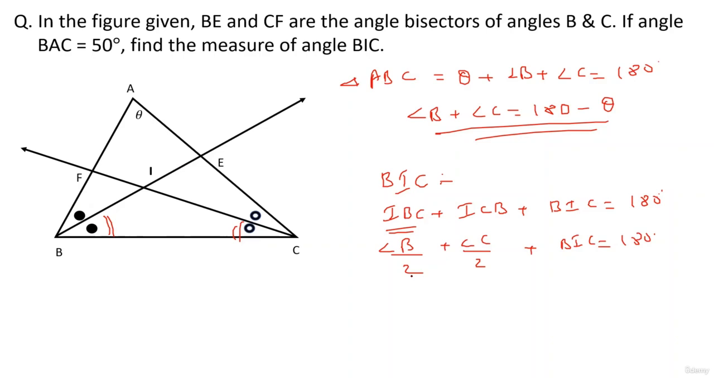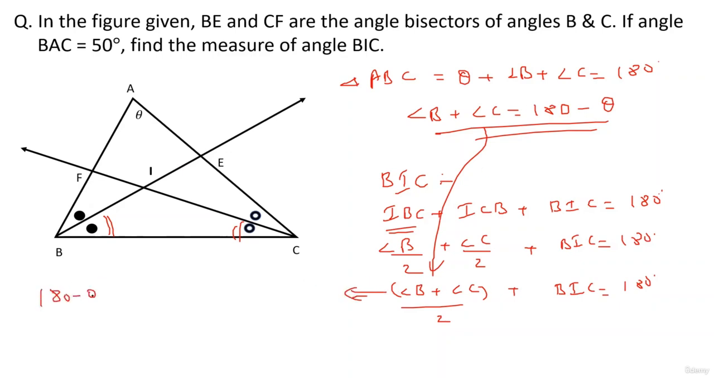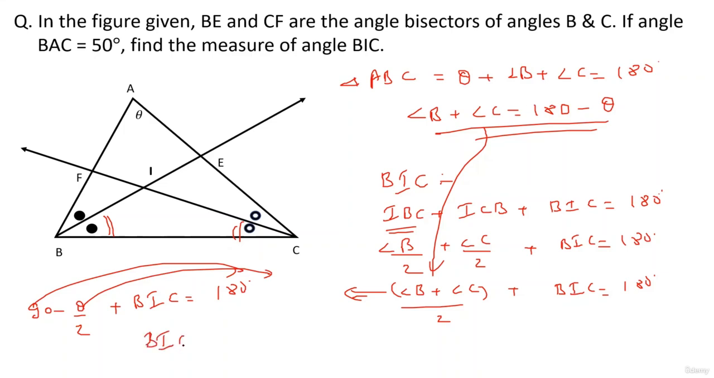Now guys, between these two, what you can do is you can divide them with 2. Angle B plus angle C divided by 2, plus BIC is equal to 180 degrees. Now what we do is we substitute this value in the given equation. B और C का sum हमें 180 minus theta आया था. So guys, when we do that, you will have 180 minus theta divided by 2 plus BIC is equal to 180. If you just simplify this, ये हो जाएगा 180 upon 2 minus theta upon 2. So this can be replaced by 90 minus theta by 2. Take the 90 on the right hand side, theta also on the right hand side. I will have angle BIC is equal to 90 plus theta by 2.